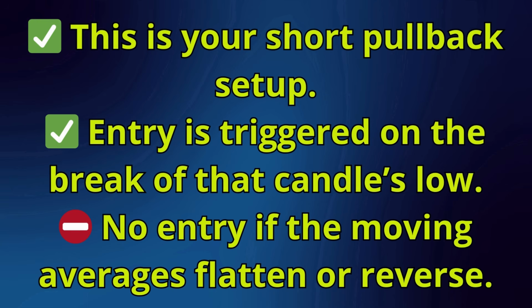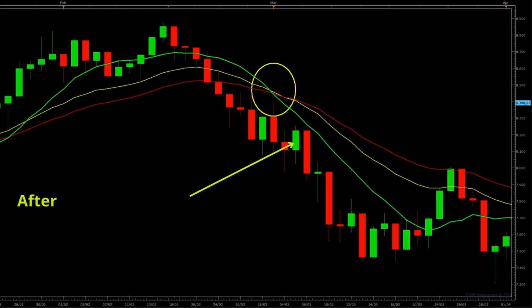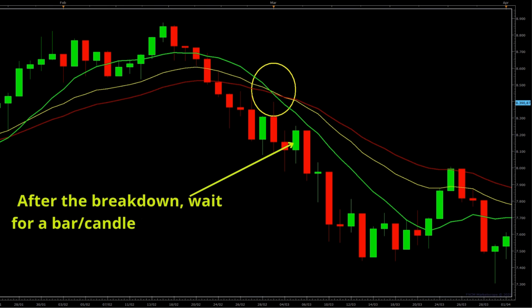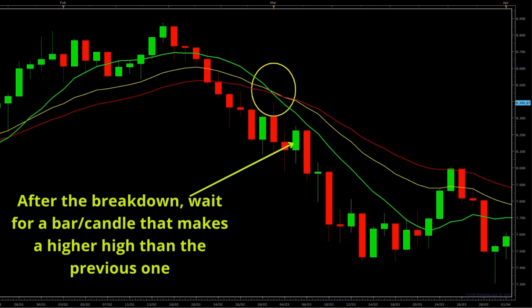It's also crucial to apply a filter. If the moving averages flatten out or begin to reverse during the pullback, the trade is invalid. Let's see this on the chart. After the initial breakdown, the price action pauses and forms this candle with a higher high. This is the exact pullback we need to see. Now we can prepare our short entry order.